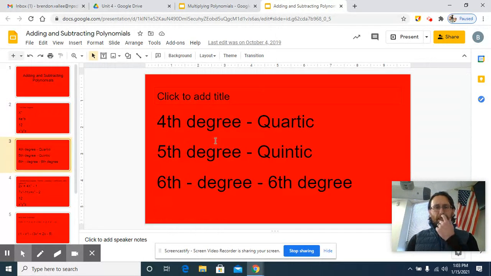Now, if you look at this slide here, if it's squared, it's quadratic. If it's cubed, it's cubic. If it's fourth, it's quartic. If it's fifth, it's quintic. And if it's sixth or higher, you just say it's a 6th degree polynomial, a 7th degree polynomial, something like that.